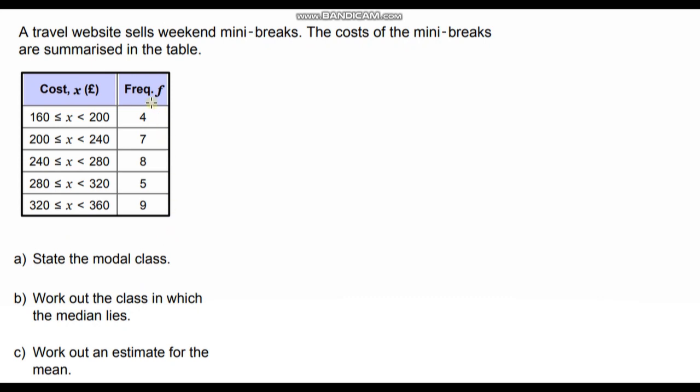Okay, so the first question, calculate or state the modal class. The modal class, that's just the class that appears the most often. So we look at our frequency column and we can see that 9 is the highest number, and that corresponds to this class here. So this will be our answer.